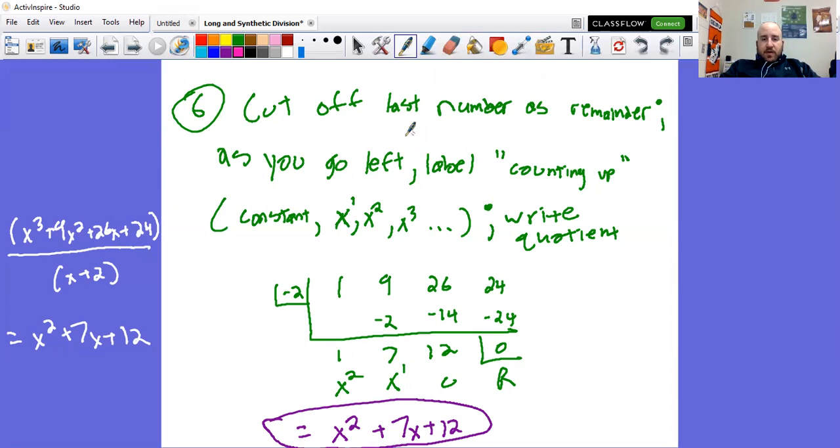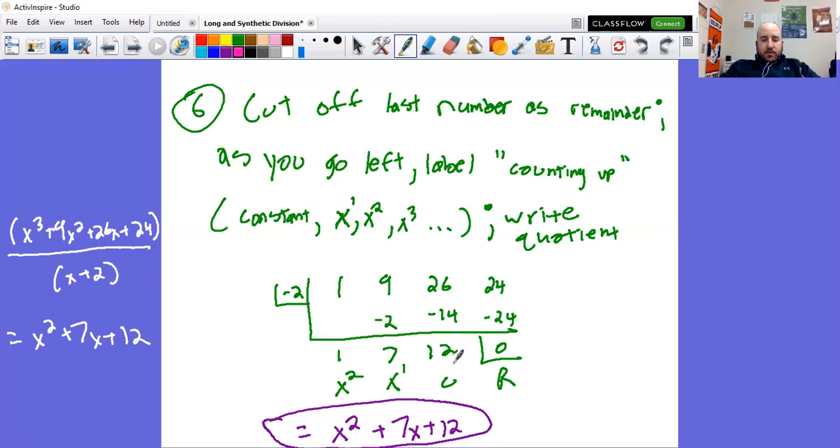Anyway, so cut off that last number as a remainder. Okay. Then as we go left from that number, we're going to label them underneath the numbers counting up. So we start with our constant, your first number is the constant. Then you label the next number x to the first, x squared, x cubed, however far you have to go up, or really it's going to the left.